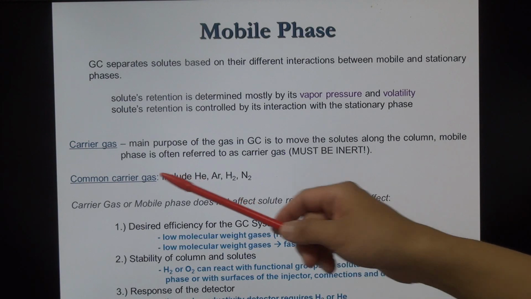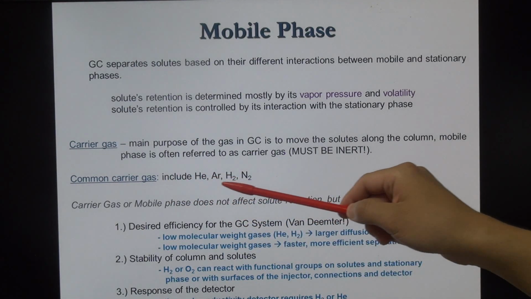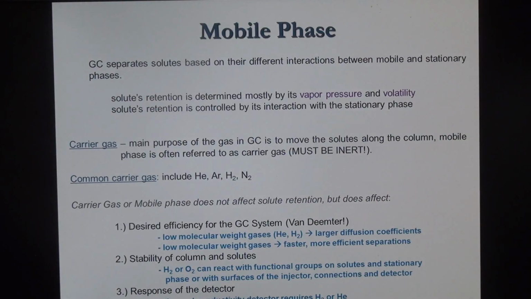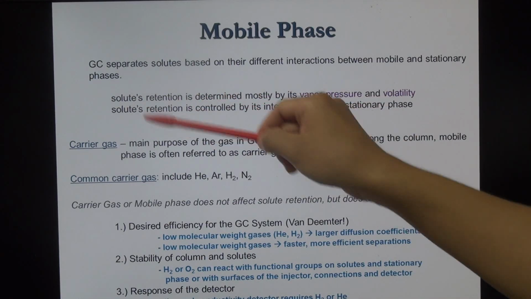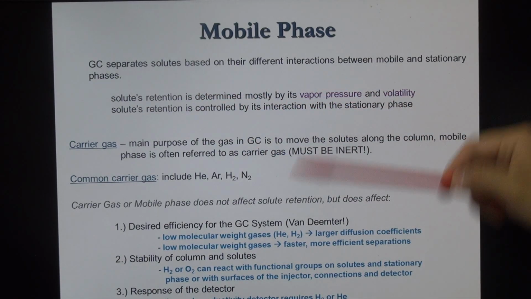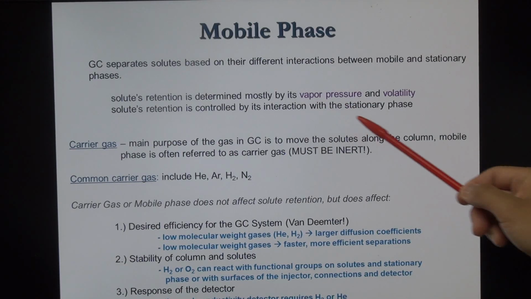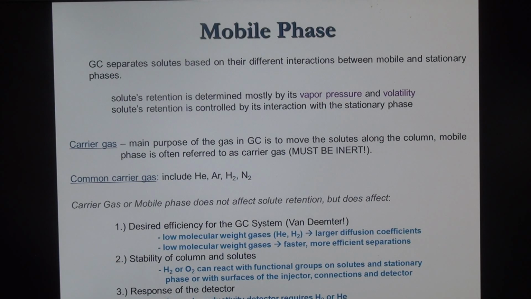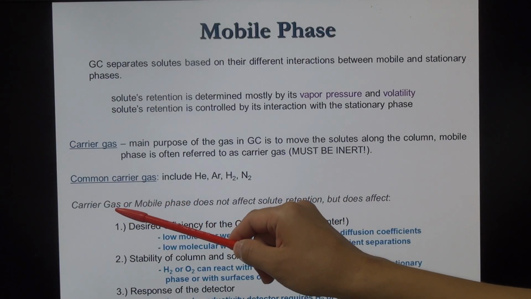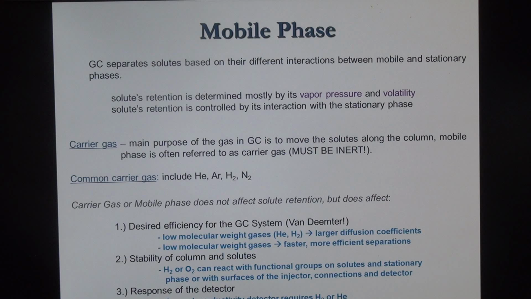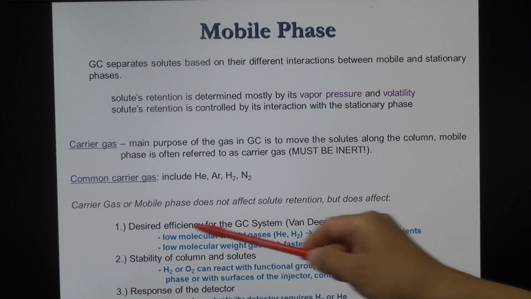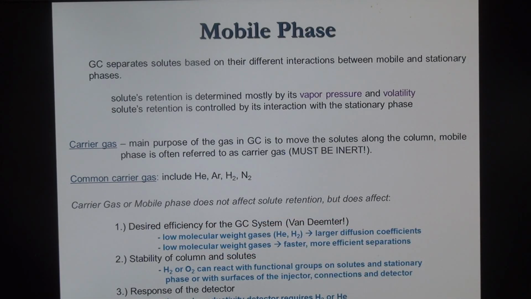Common carrier gases include helium, mostly helium, sometimes argon, nitrogen, or hydrogen. The degree of retention is determined by the vapor pressure and volatility of each solute, and also the interaction between mobile phase and stationary phase. So the choice of carrier gas, or mobile phase, does not affect the degree of retention, but it affects the efficiency of the GC system.